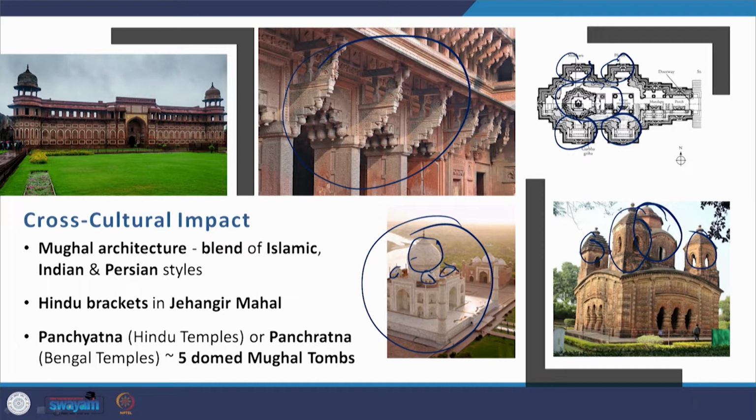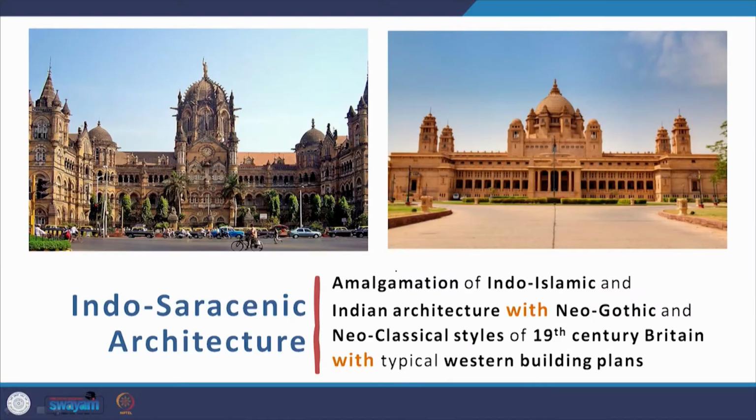So this 5-domed Mughal tomb, the Taj Mahal, also has the impact of the Panchayatana and the Pancharatana in it. So we see this cross-cultural impact, an idea coming from the West, or rather from the Middle East, so to speak, and then coming into India and merging with Indian architecture. And so we come to Indo-Saracenic architecture.